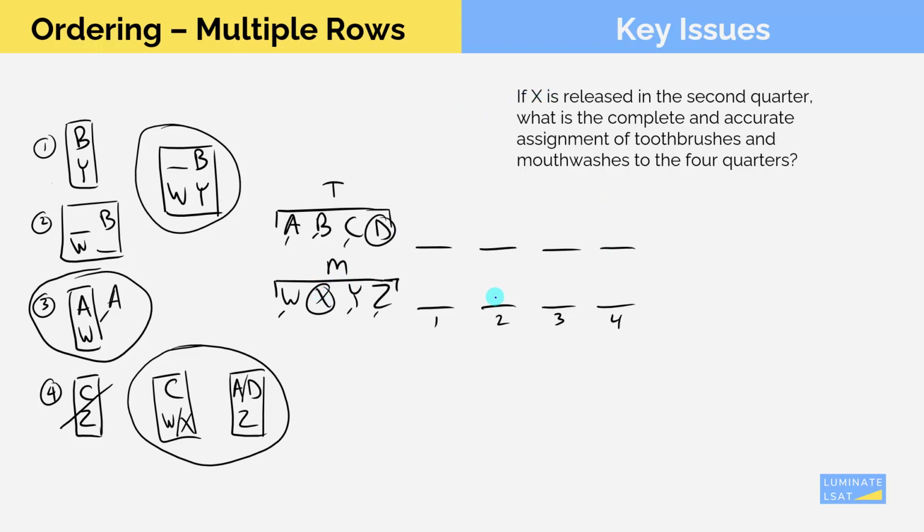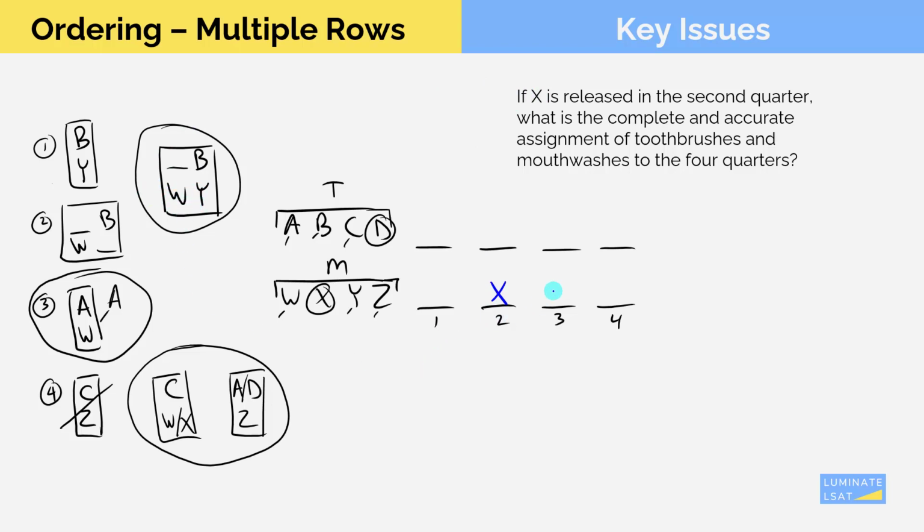X is a mouthwash, so it'll go over here. And now the next step is to think about our big block relationship. If you have a block, that is almost certainly going to be the first thing to think about after you put down the condition of a problem, particularly if you don't have any rules that mention that letter that was in the condition. So where could this WYB block go?